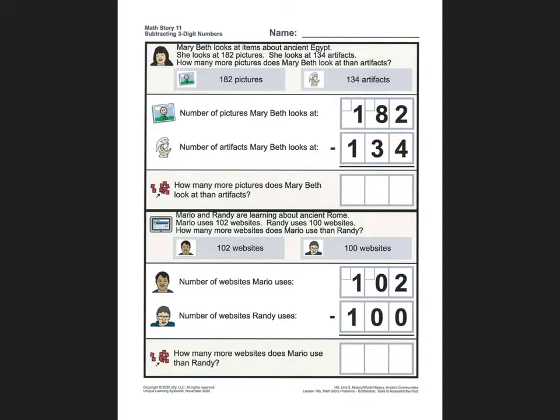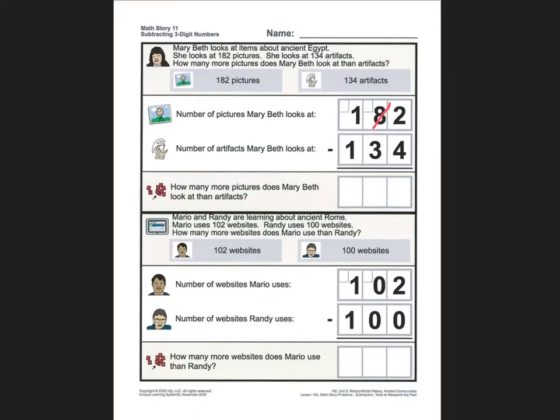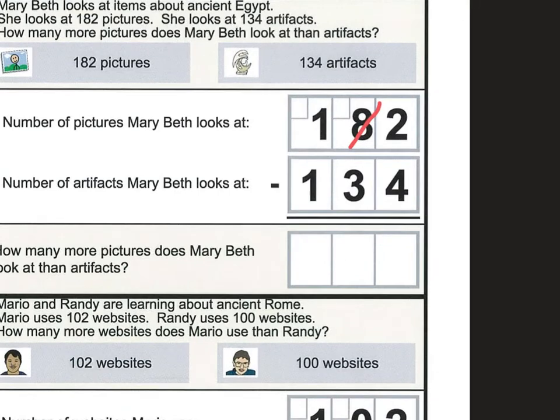You can't do 0. You can't do 2 take away 4. So you're going to borrow from the 8 and make it 1 less. 1 less than 8 is 7. So now the 1 we borrowed goes in front of the 2. We now have the number 12. 12 take away 4 is 8.